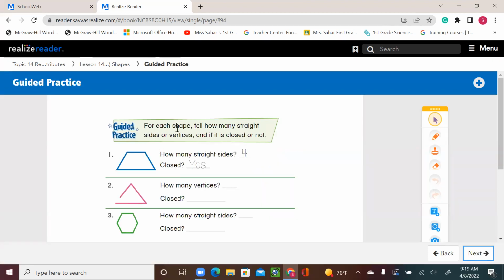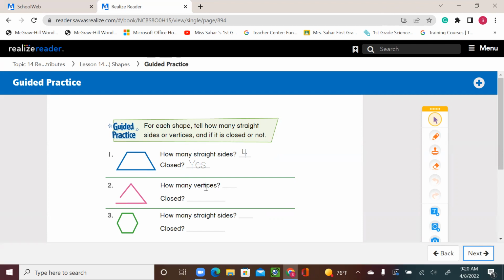All right, for each shape, tell how many straight sides or vertices and if it's closed or not. So the first shape, let's count how many sides. Straight sides, we have 1, 2, 3, 4. And is it closed? Yes, it's closed.